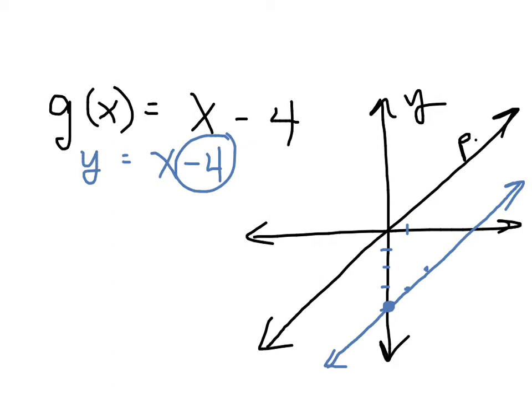Okay, so in your groups, you've drawn both of them. One's the parent, and then notice I can use color. If you want to use color on yours, you're more than welcome to. But I put P for parent, and then I just drew the other one in blue. In your groups, I want you to tell each other, how did it change?